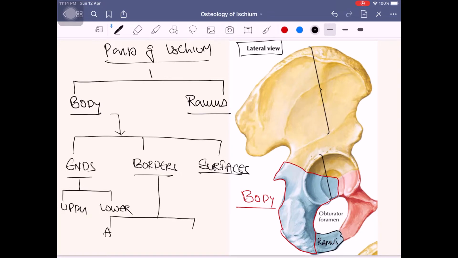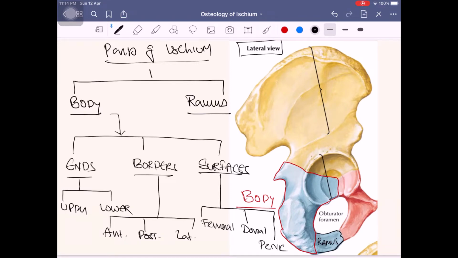They are anterior border, posterior border, and your lateral border. It has got three surfaces. They are femoral surface, also called lateral surface, dorsal surface, also called posterior surface, and pelvic surface, also called medial surface. So these are three surfaces, three borders and two ends.